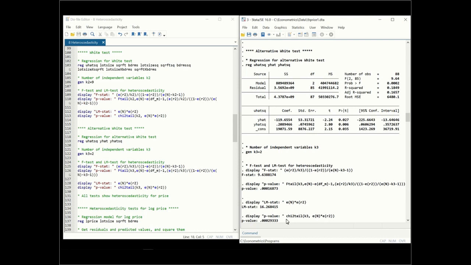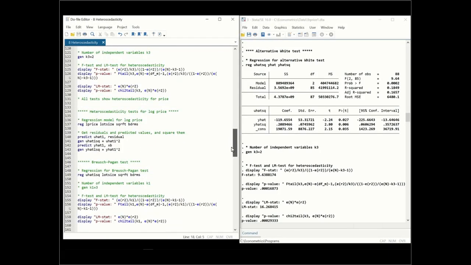So using the alternative Y test, we're also finding heteroscedasticity for the price equation, because again, we find joint significance of these coefficients. So here, our overall conclusion is that all tests show heteroscedasticity in price.